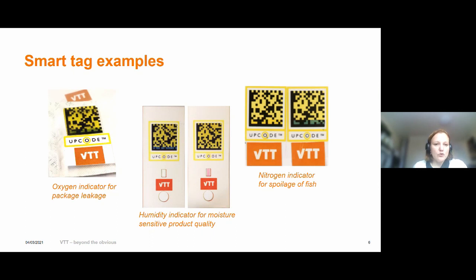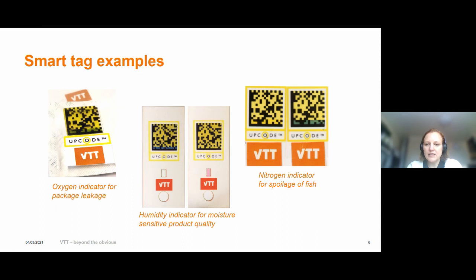So we have used the sensor area principle presented a few slides ago, meaning that there is this color bar at the bottom of the code. And for example, with the humidity indicator in the middle of the slide, this blue bar disappears when the humidity inside a package is too high. And similarly, with the nitrogen indicator at the right, the blue bar appears when there is nitrogen present in a package due to a fish product starting to spoil.